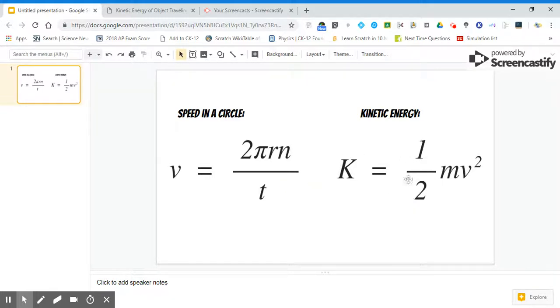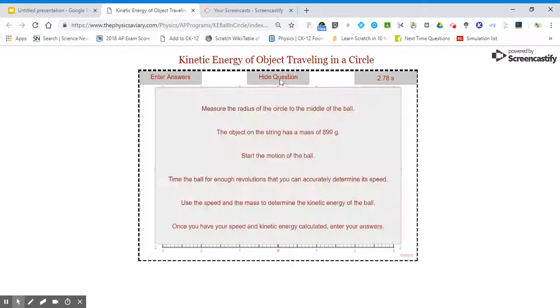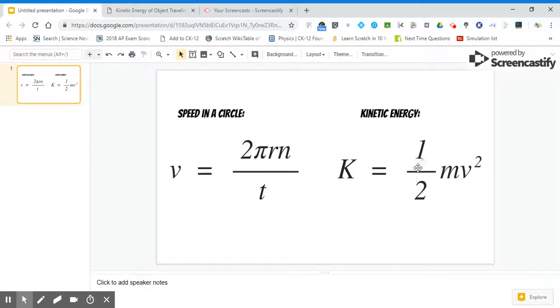Now it's time to use the kinetic energy equation, and that means we need one more measurement, because we now see that we have the speed, we just need the mass. So if we go back to the simulation, measuring mass on a simulation obviously is not very easy, but we do have some information here in the question. When we click on it, we see that the object that was spinning does have a mass of 899 grams. The only issue with this number, and a common mistake that students make, is that they forget that this needs to be in kilograms. So we'll need to divide it by 1,000 to turn it to kilograms. So it'll become 0.899.